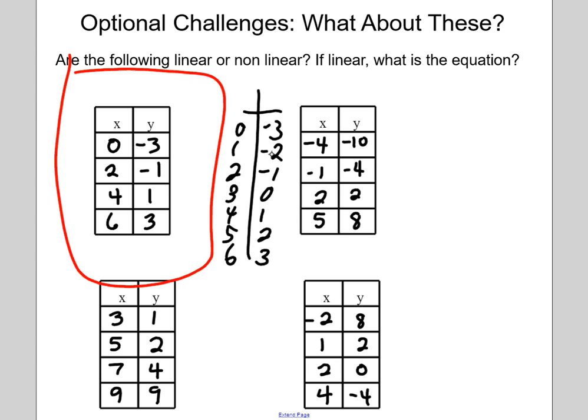And now we see, okay, now our x's are going up by 1. And we can see, look, our y's are going up by 1. So our differences in our y's are going up by 1. So now we can make the equation y equals 1x, or x, and then we find our 0, minus 3, and we can come up with the equation.